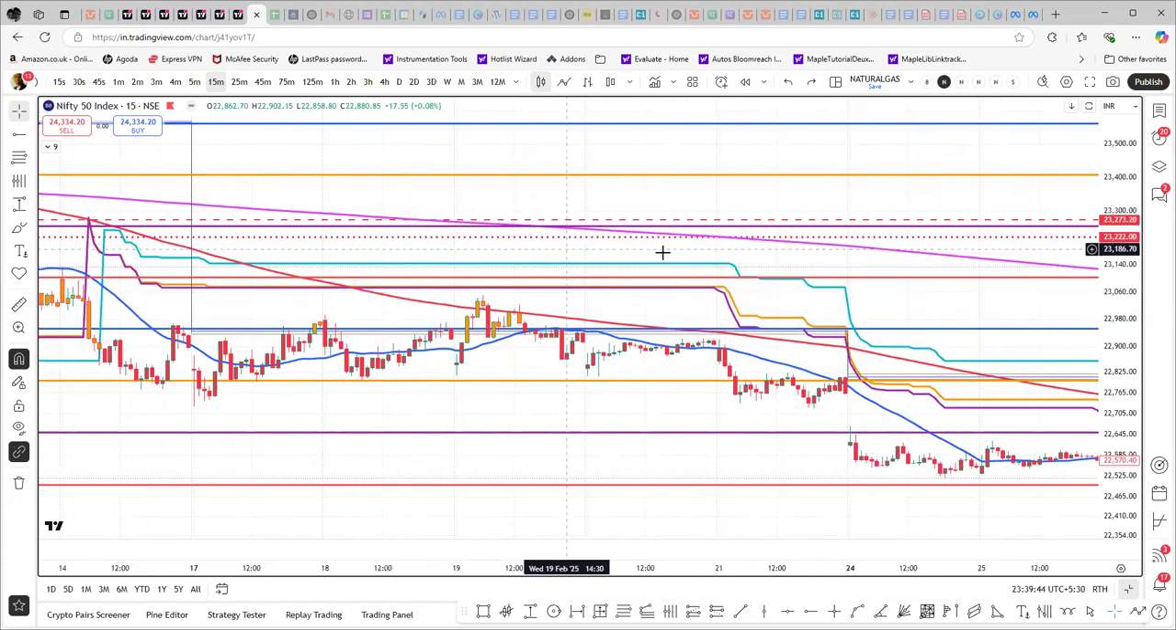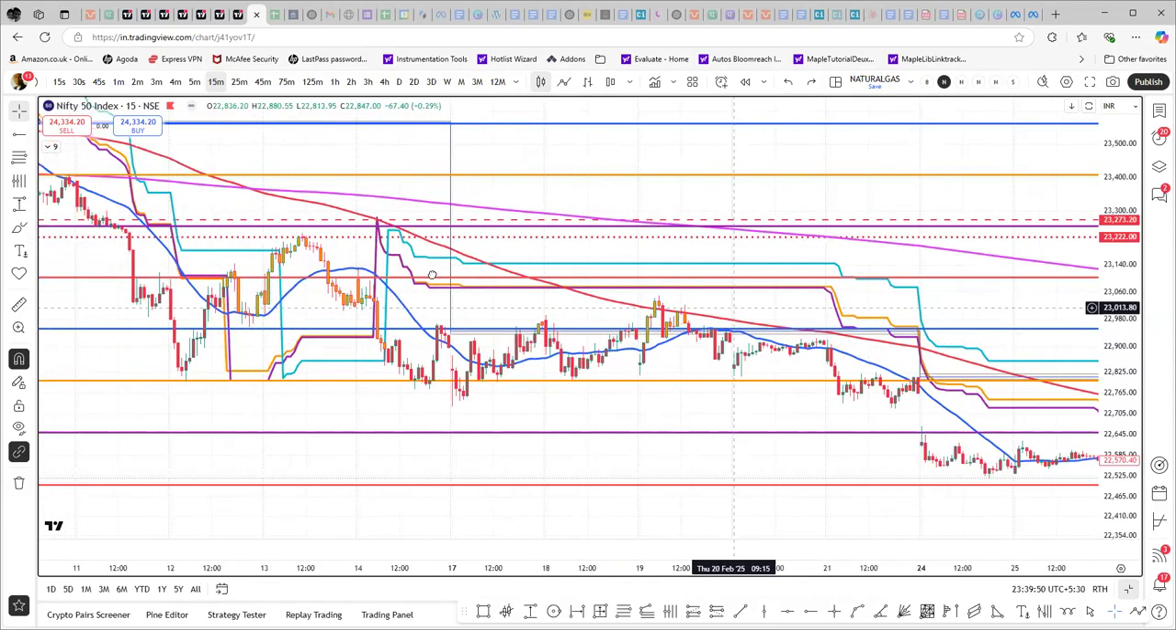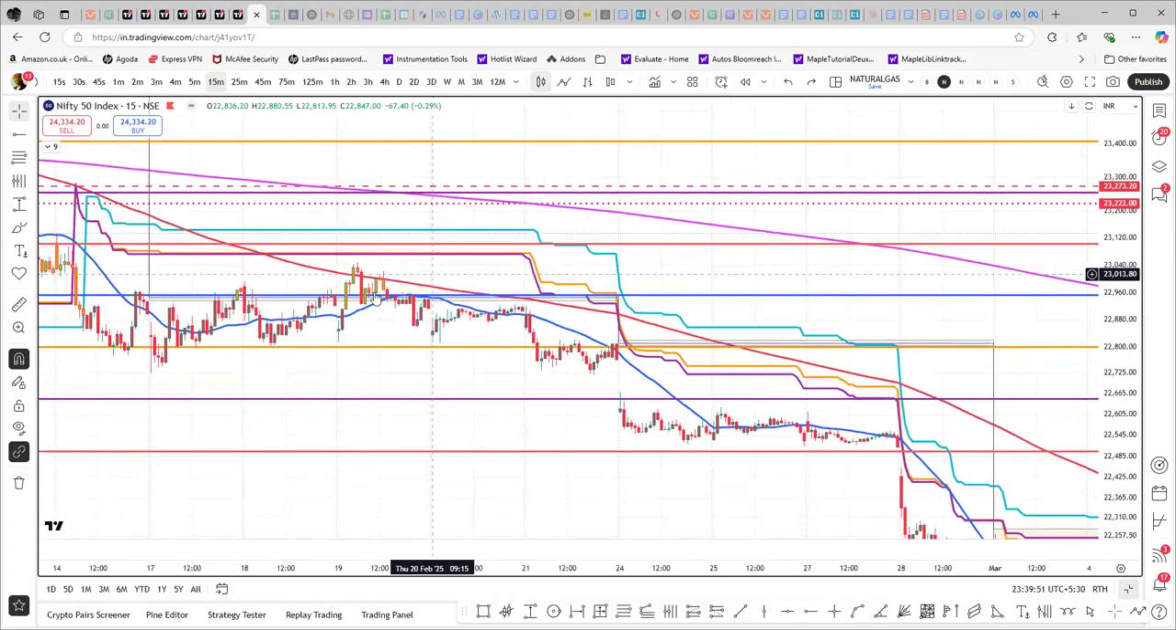Because I see there's a lot of resistances overhead on my shoulders, so I will definitely not feel confident of getting long unless price sort of converges and goes above the CPR and all of it breaks above all of this consolidation and all of these super trends, right?